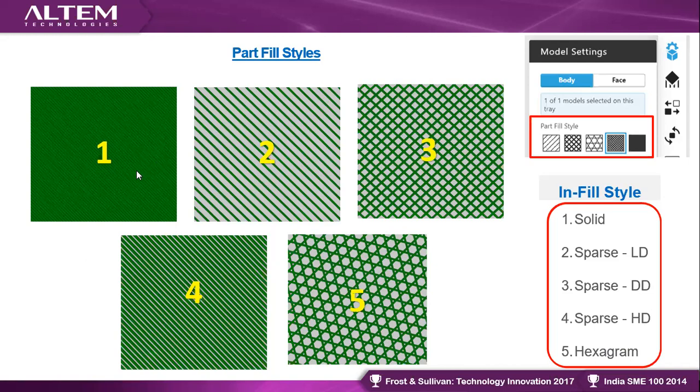So you can choose any of these. Still, I would suggest that if you have a smaller model, or very detailed or fine feature models, you always go ahead with solid. But if you are thinking you can save some material and don't want to print it completely solid, you can choose the other options and print as well. Okay, so this is the part fill style option.